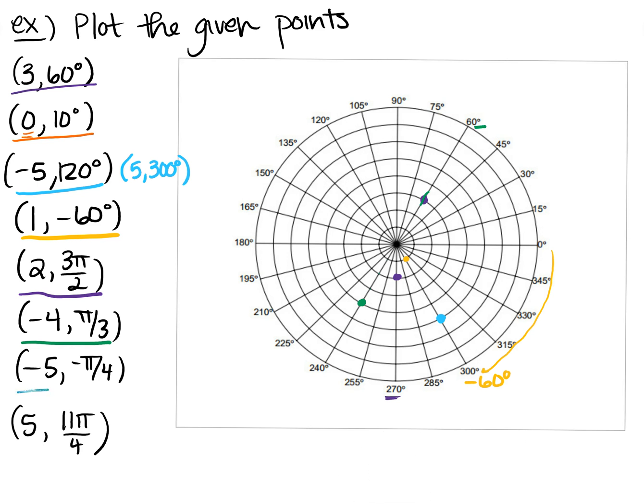Let's use that one for this guy. So a negative 5, negative pi over 4. Okay, negative pi over 4. We're at 45 degrees right away. So this is coterminal with, oh, look at that, negative 45 degrees.